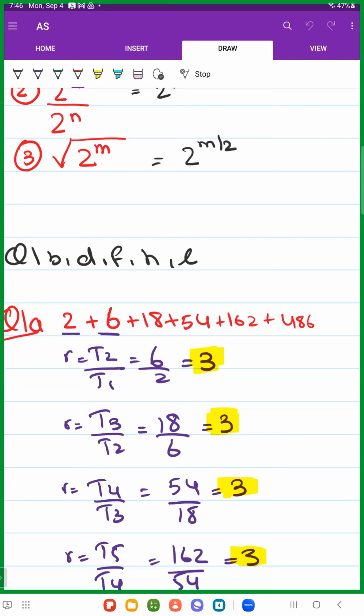So is B a geometric progression? Yes. What's the ratio? -2. Yes, correct. What about D? Is D a geometric progression? No. Correct. What about F? It's also not a geometric progression.